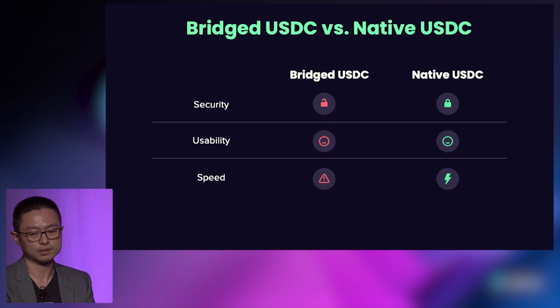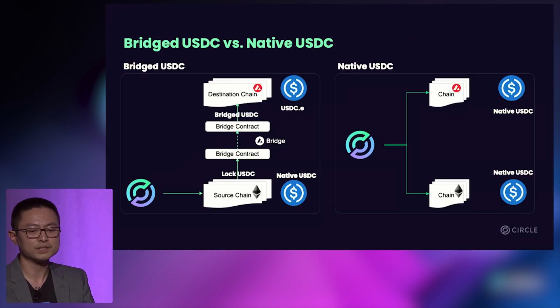Native USDC that Circle issues across blockchains makes it the fastest to switch between chains. So with this background, with this difference in mind, let's take a look at Avalanche.